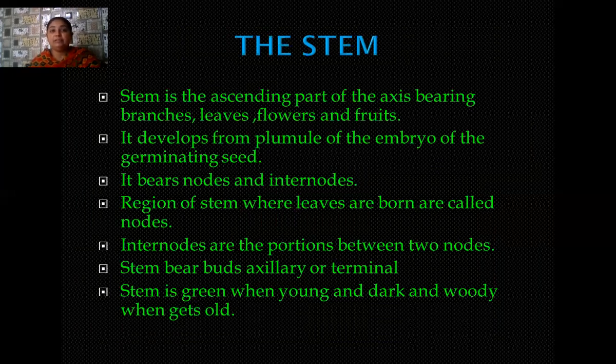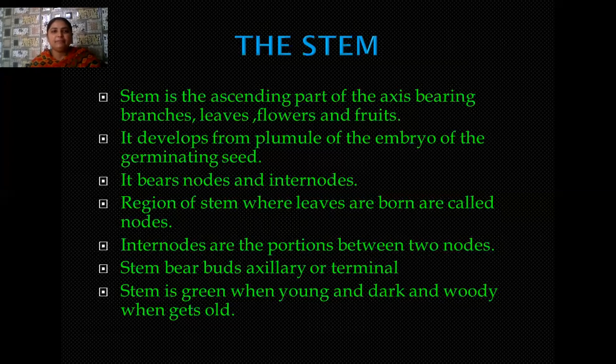Okay, students, we are going to start the next topic. After the root, we are going to discuss the stem. So what is a stem actually? When a stem is visible to you, the thing that always comes to your mind is that the stem is the ascending part of the plant. And the stem is that part which always bears branches, leaves, flowers, and fruits.